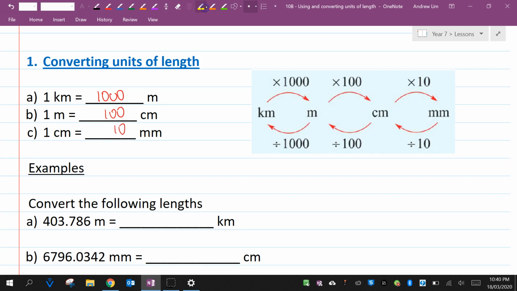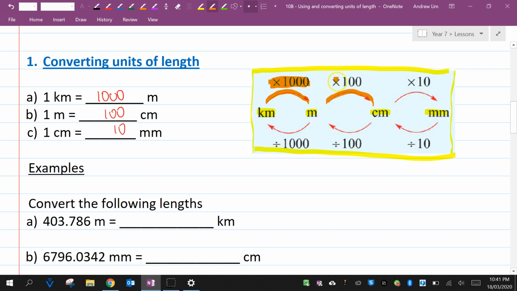So here we've got a diagram, a conversion graph that I want you to memorize. We start with the biggest unit on the left, kilometers, to meters, to centimeters, to millimeters. Okay, so biggest unit on the left, smallest unit on the right. And at the top, if we want to convert kilometers into meters, we need to multiply by 1,000. If we want to convert meters into centimeters, we need to multiply the number by 100. If we want to convert centimeters into millimeters, we need to multiply the number by 10. Okay, and if you want to do the opposite, it's divide.